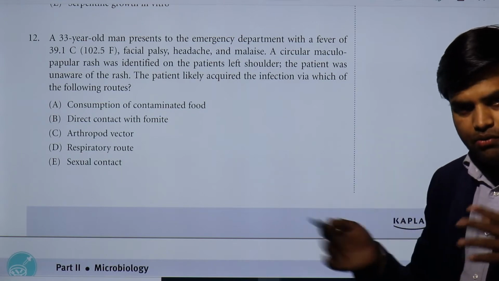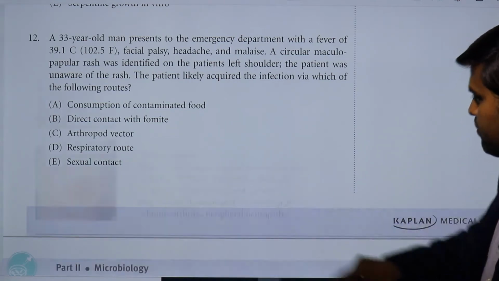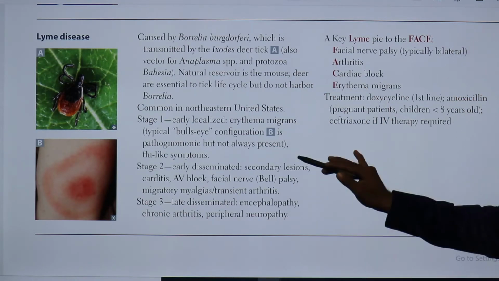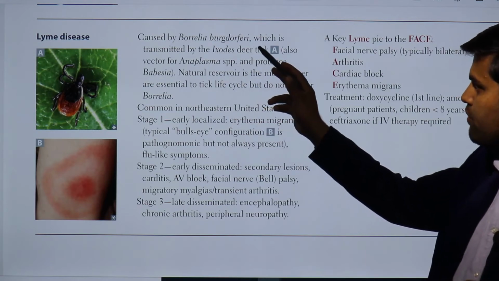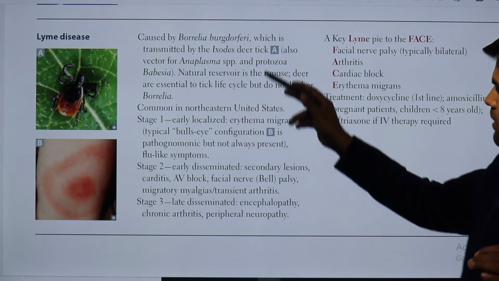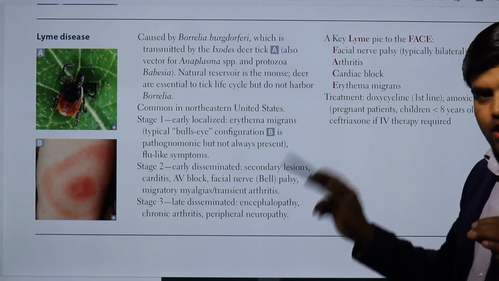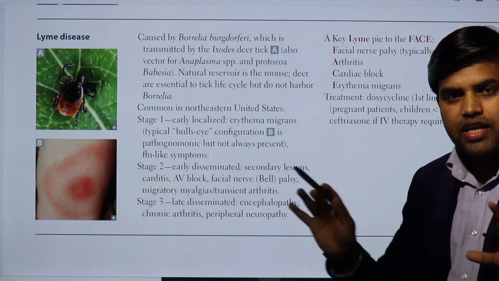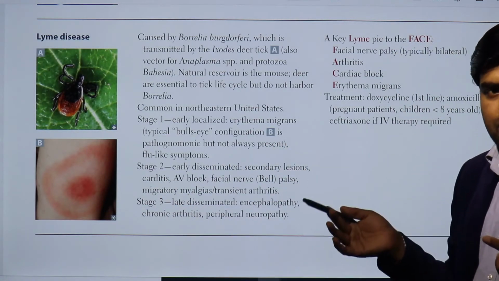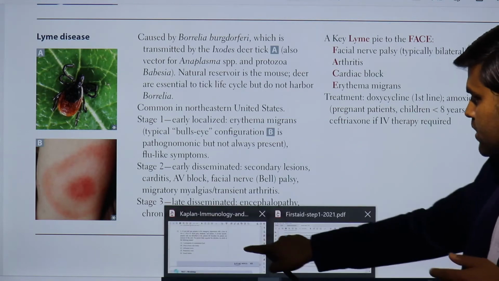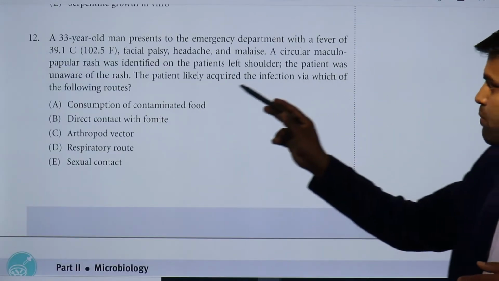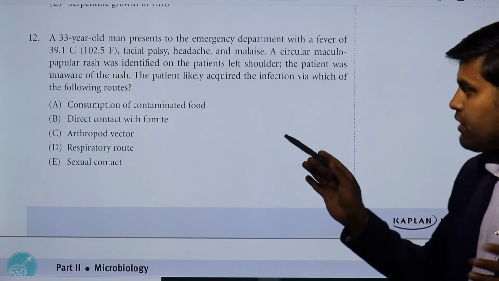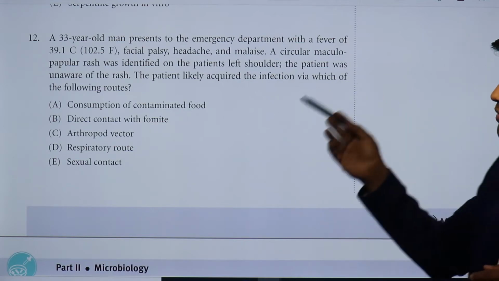And if you go back to Lyme disease in your USMLE Step 1 2021 microbiology, you can see that Lyme disease is caused by the bacterium Borrelia burgdorferi, transmitted by the Ixodes tick, and has a characteristic bull's-eye circular rash, which is a characteristic feature of Lyme disease. So they are already giving you a hint. A circular maculopapular rash was identified on the patient's left shoulder. The patient was unaware of the rash. The patient likely acquired the infection by which of the following routes?